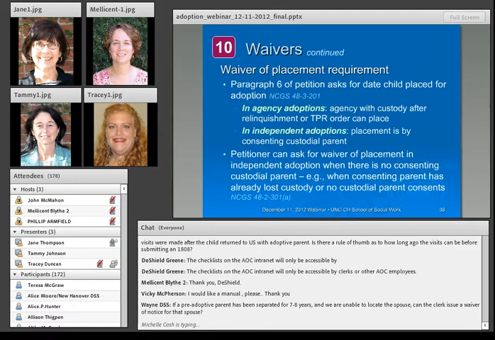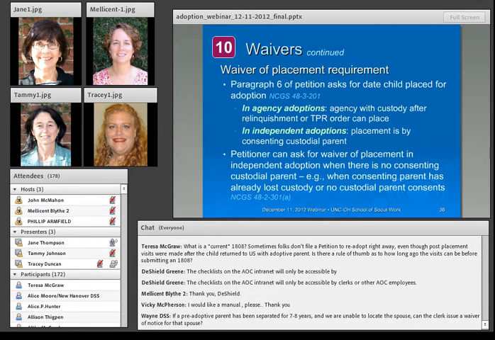Okay, let's talk about waiver of placement requirement. Tammy just mentioned it, and it can be a little confusing. Paragraph 6 of the petition asks for the date the child was placed, quote, for adoption, not placed for foster care, not placed for any other reason, but placed for adoption.